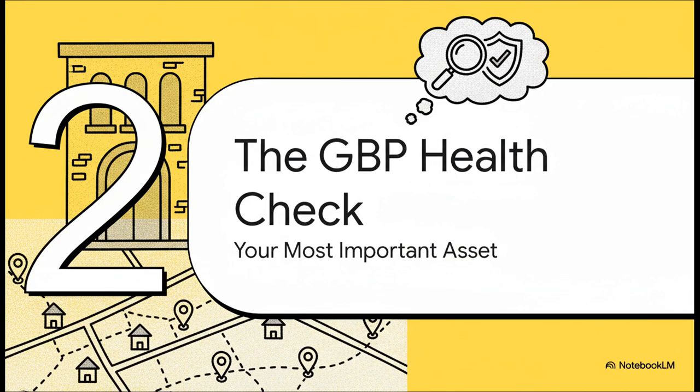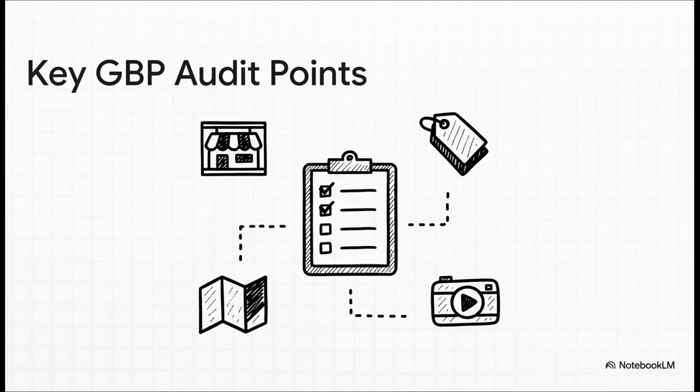We start at the absolute heart of your local presence online, your Google Business Profile, or GBP. For a service area business, this is your digital storefront, your billboard, your everything. It is, without a doubt, your most important online asset. So let's give it a proper health check. For this health check, we're going to zero in on 4 critical areas. We're going to look at your business name, your super important categories, your photos and videos, and finally, we'll clear up the confusion around the service areas feature.